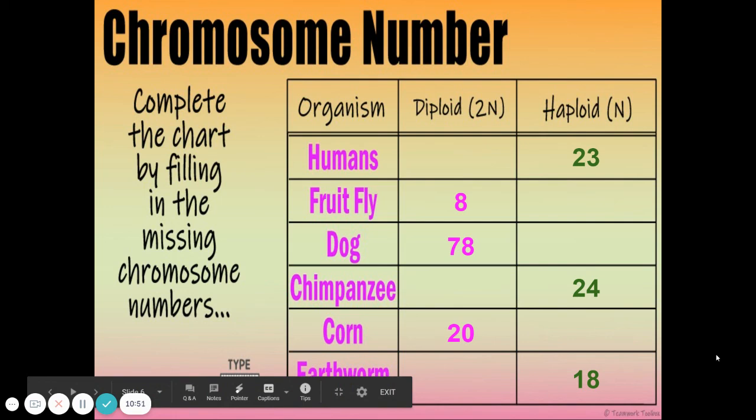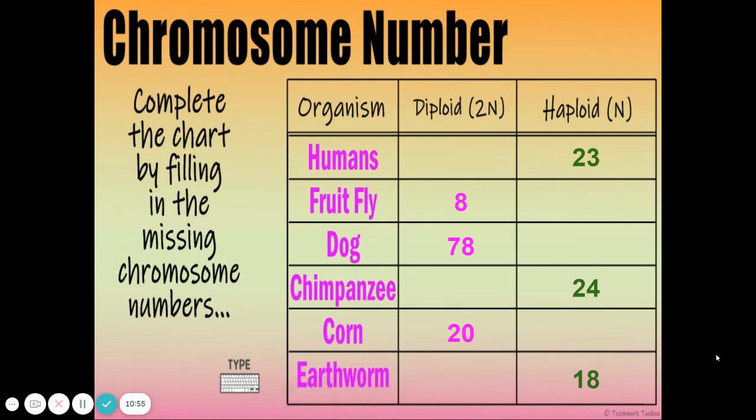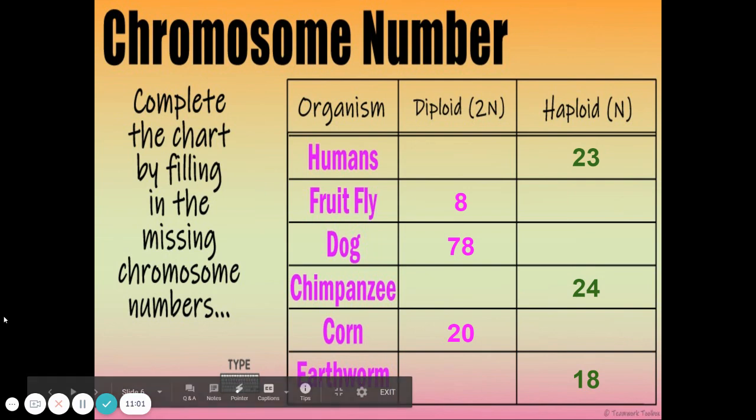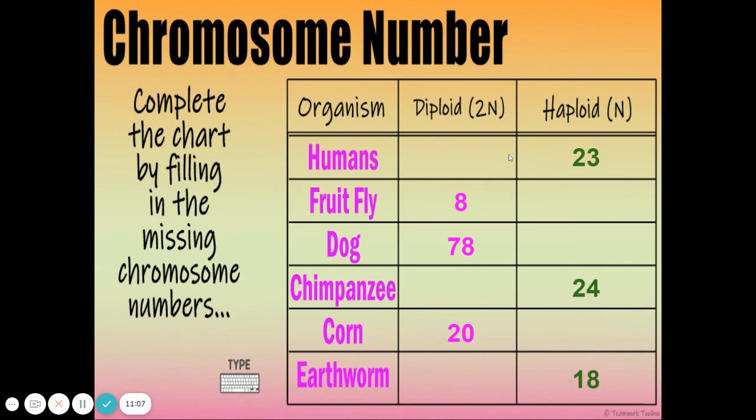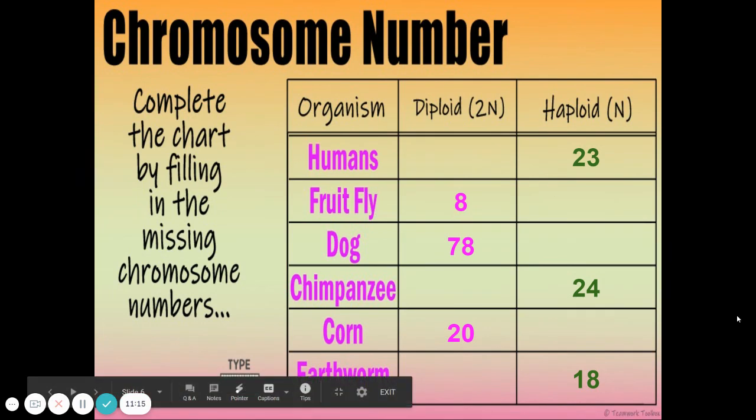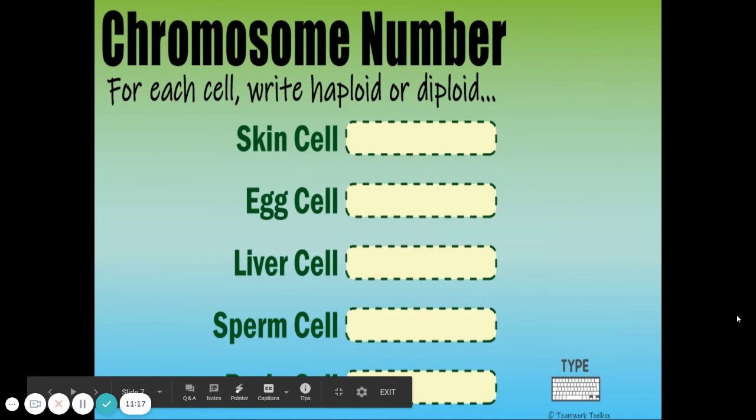Then the next one, we're going to do a lot of practice with this one because when we're done with diploid haploid numbers, we're going to be done with diploid haploid numbers. So I'm going to wear them out for the next day or so. What I'd like for you to do here is fill in the chart based upon what's missing. With some of them, we have the haploid number, and you give me the diploid number. Some of them you have the diploid number, and you give me the haploid number.